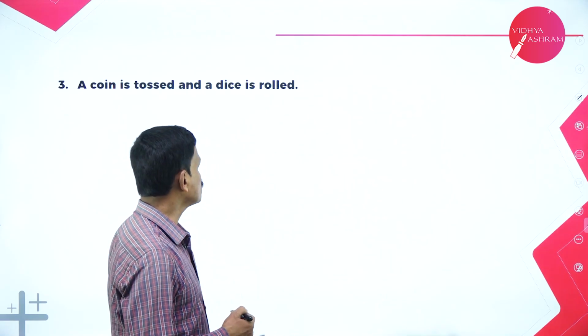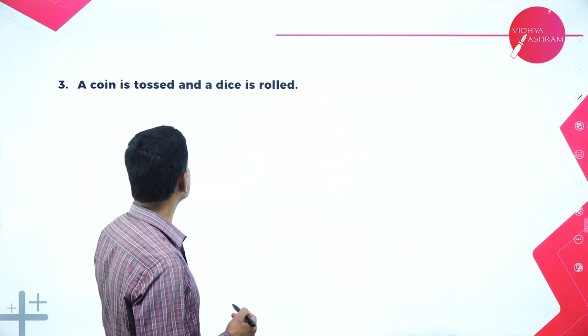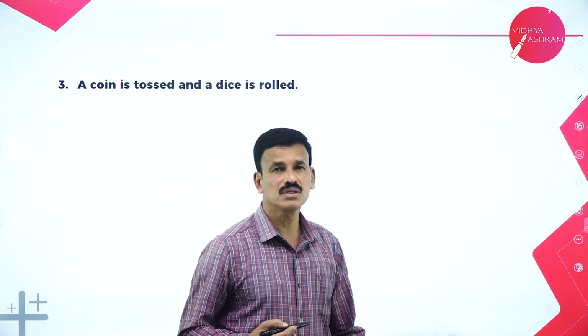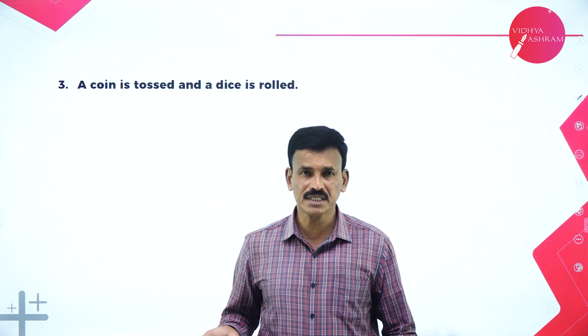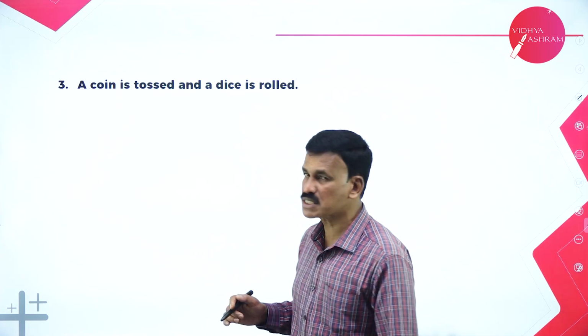Okay. Now, move on to the next problem. A coin is tossed and a die is rolled. So, a coin is tossed and a die is rolled. We have to write the sample space for this.